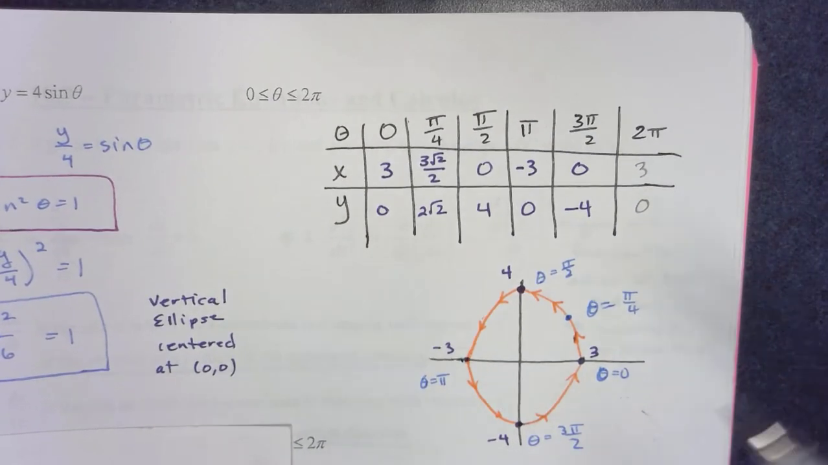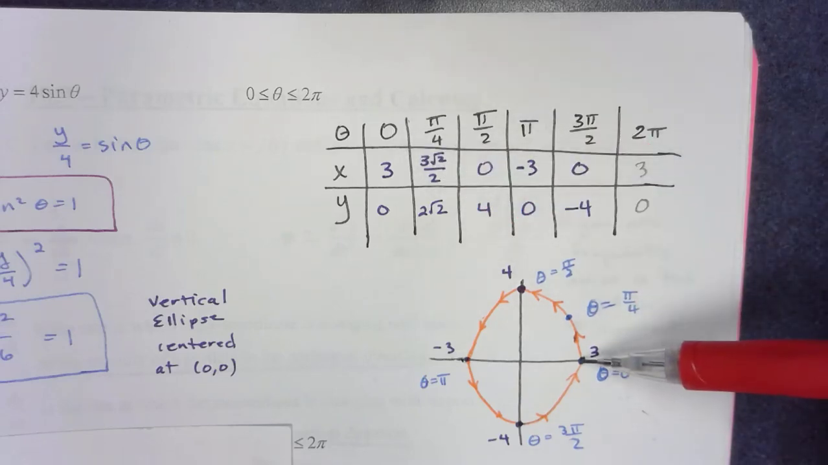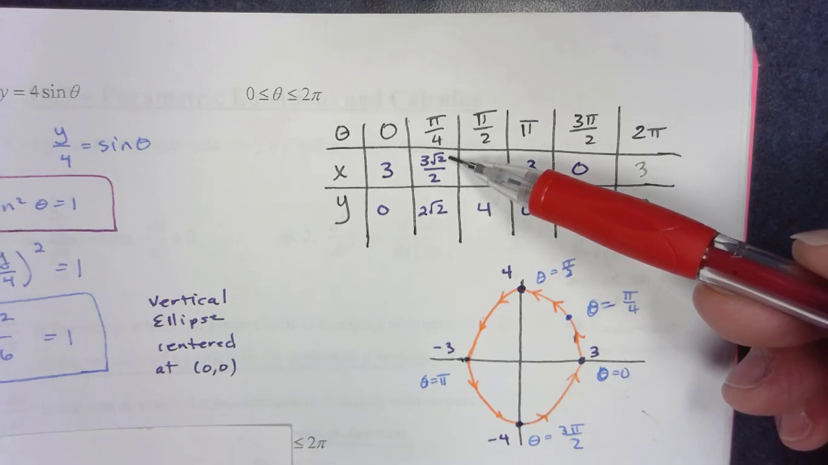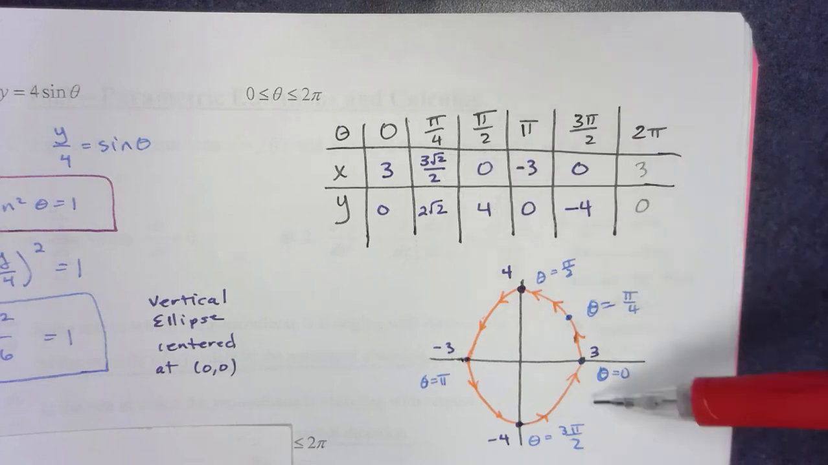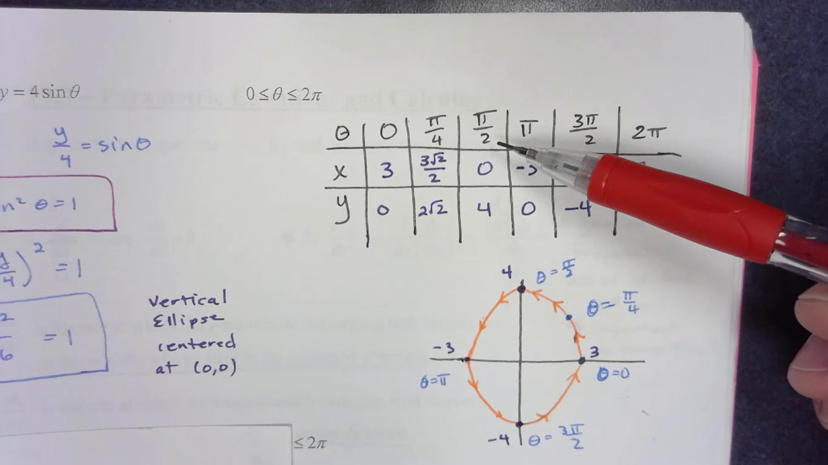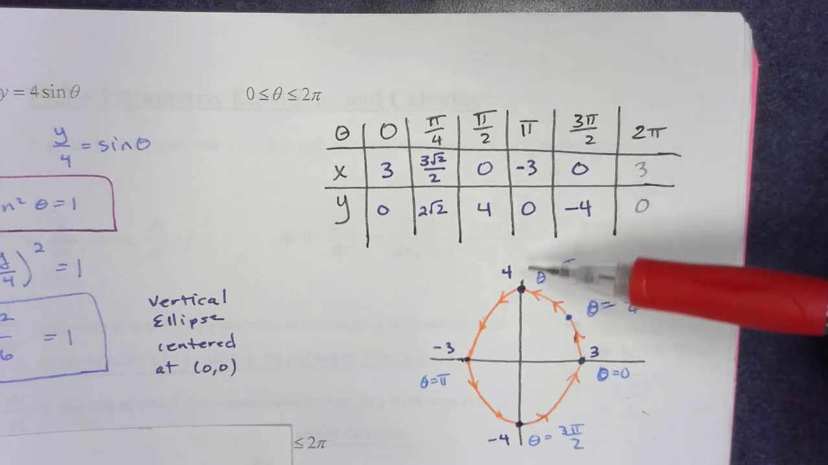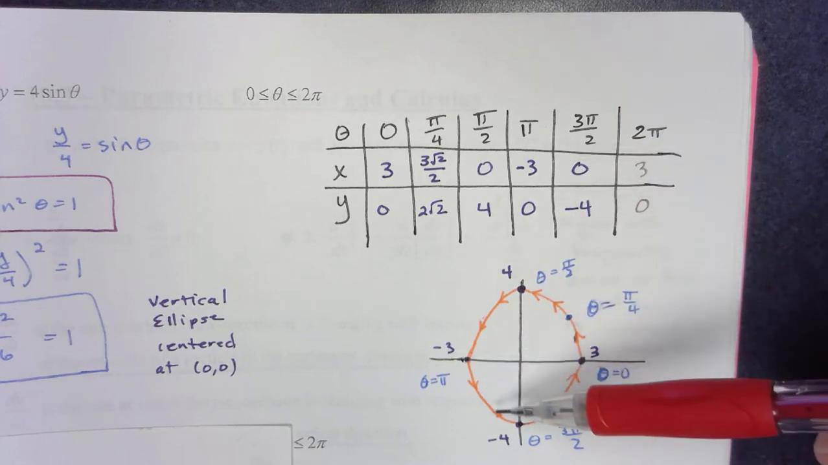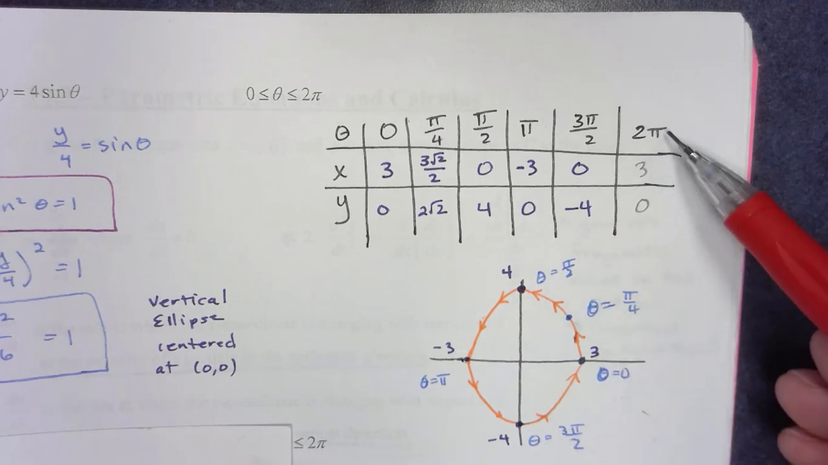We can sketch the graph. At theta equals 0, which is out here, I'm at 3, 0. At theta equals pi over 4, I'm at 3 square roots of 2 over 2. Square root of 2 is about 1.4, so 3 times 1.4 over 2 puts me about right there. At pi over 2, I'm at 0, 4. At pi, I'm at negative 3, 0. At 3 pi over 2, I'm at 0, negative 4, and back at 3, 0 when I hit 2 pi.